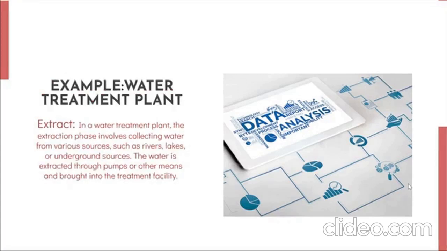For example, we will take a water treatment plant. The first step is extract. Here the data is water, and the data sources are rivers, lakes, and underground sources, which is the raw data that we need to filter so it will be useful for consuming purposes.